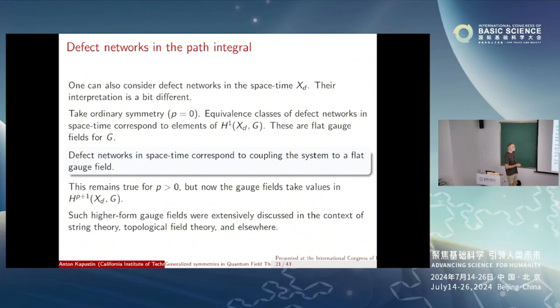So what are these things? These are flat gauge fields for the group. So when you put a defect network in spacetime, that's just coupling the system to a flat gauge field. And it remains true even for P equals 0, but now the gauge fields live in this group. And that's just a higher-form gauge field. So higher-form gauge fields were extensively discussed in the context of string theory and topological field theory. What was new in our work from 2014 was the interpretation of some of these things as global symmetries.